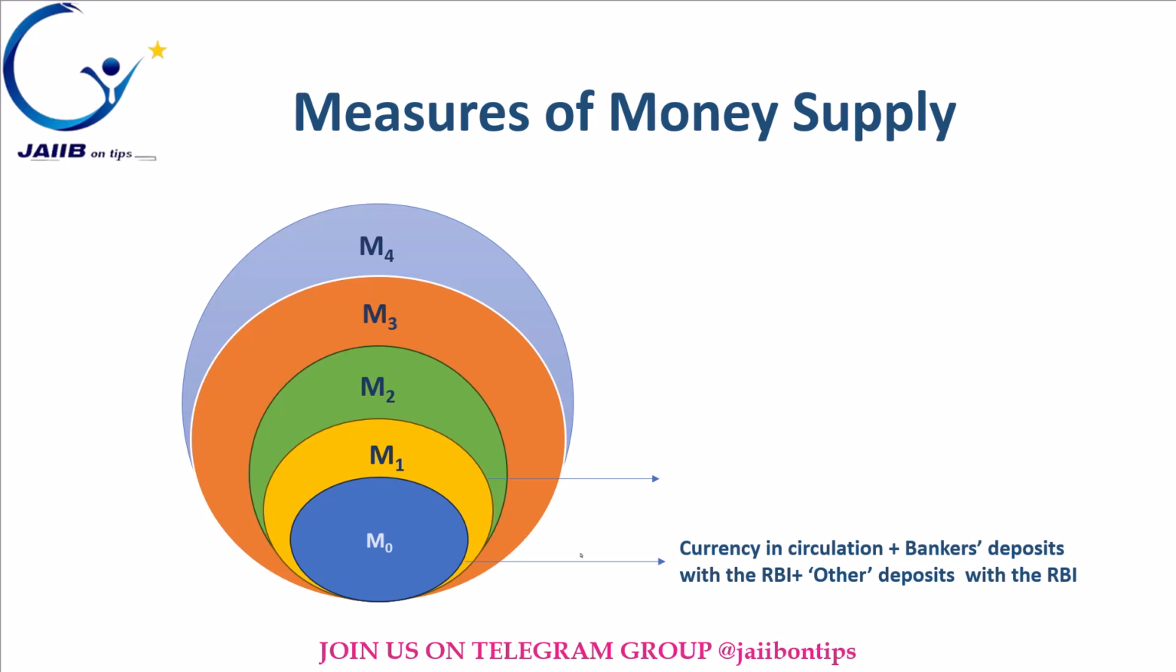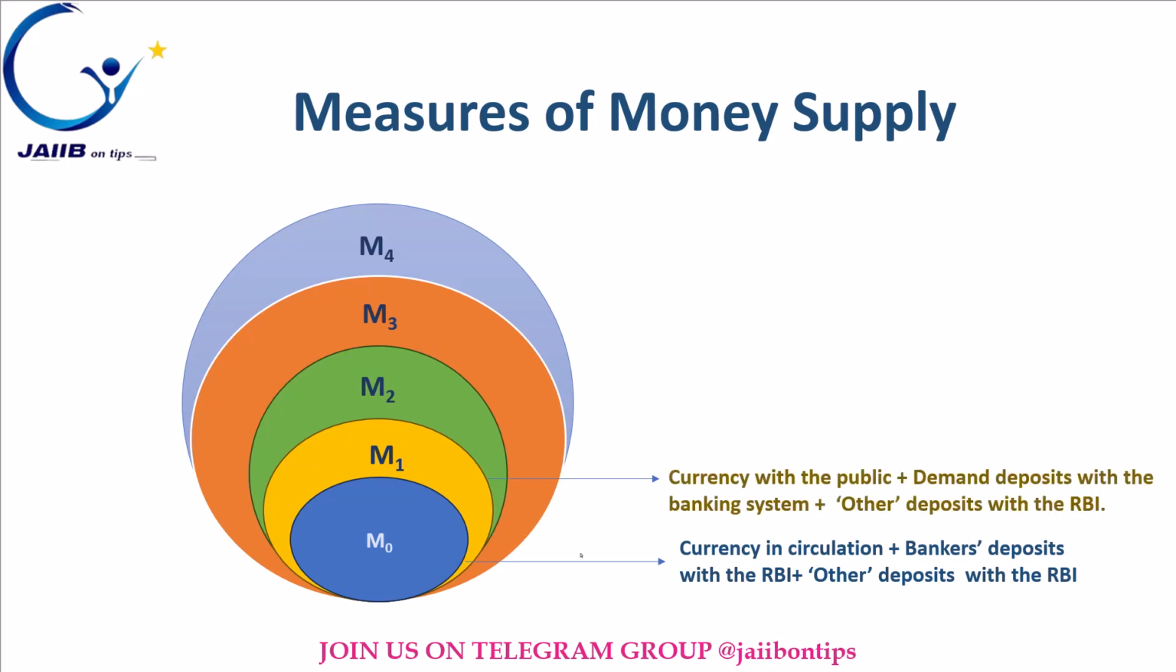Think of M1 as the money you can easily use for everyday transactions. It includes the coins and notes you carry in your wallet and the money you have in your regular bank account that you can withdraw anytime. So M1 is like your quick access money, right? Next is M2. So let's expand M1 and add something else, that is savings.